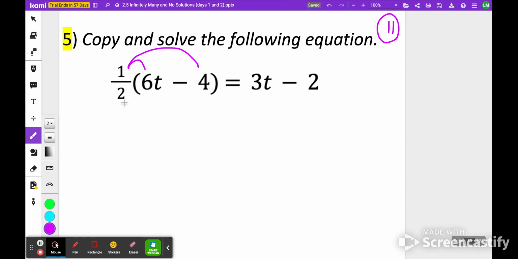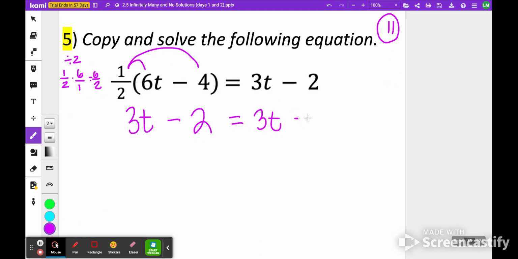All right, anytime you multiply something by 1/2, it's also the same thing as dividing it by 2, because when you're doing 1/2 times 6, that's 1/2 times 6 over 1, which is just 6 over 2, and that's equal to 3t. And then the same thing, 1/2 of 4 is 2. So I get 3t minus 2 is equal to 3t minus 2. Right here, you should be able to see that these are equivalent and true to one another. So we can say there are infinitely many solutions.